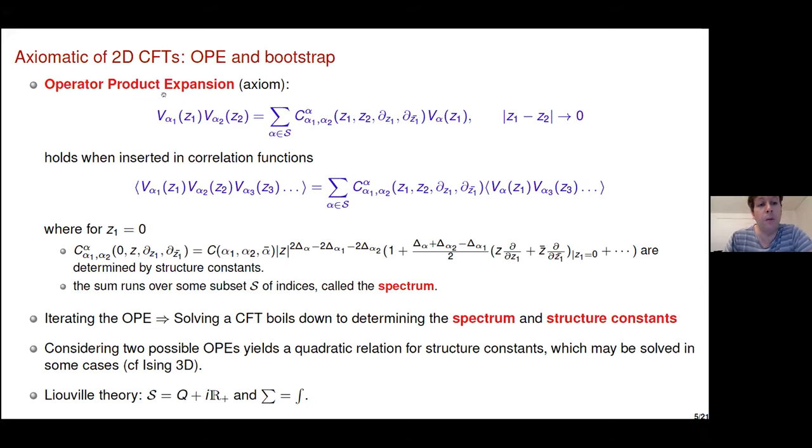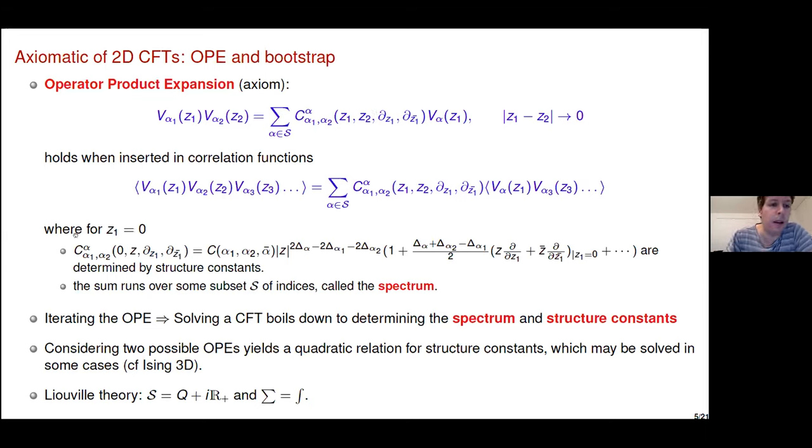And what you do is, the axiom is that when you take the product of two fields, it's the sum over some basis. So alpha belongs to S, and it's called the spectrum. It's the sum of V alpha at Z, times something, so a series which depends on alpha 1, alpha 2, on the points Z1, Z2, and on the differential operators, so the differential in Z1 and the differential in Z1 bar. So this is an infinite series in the parameters Z1, Z2, partial differential Z1, partial differential Z1 bar. I'm using complex notations, so this is just a standard complex derivative, okay?